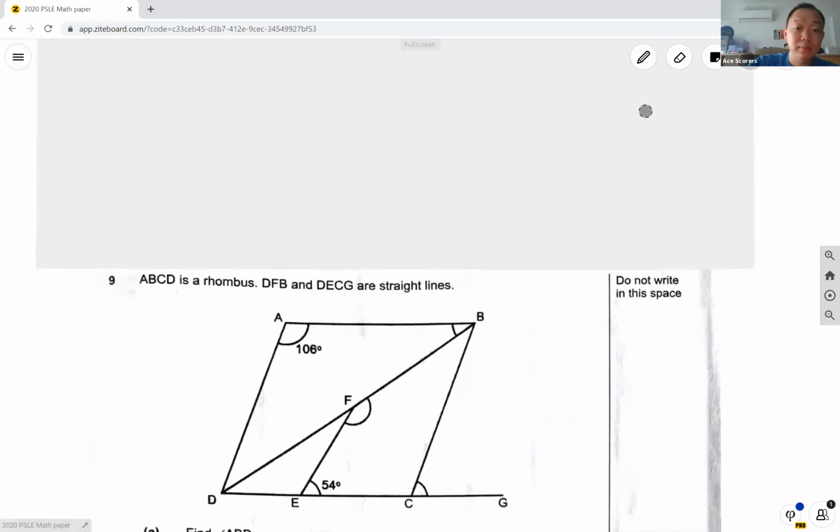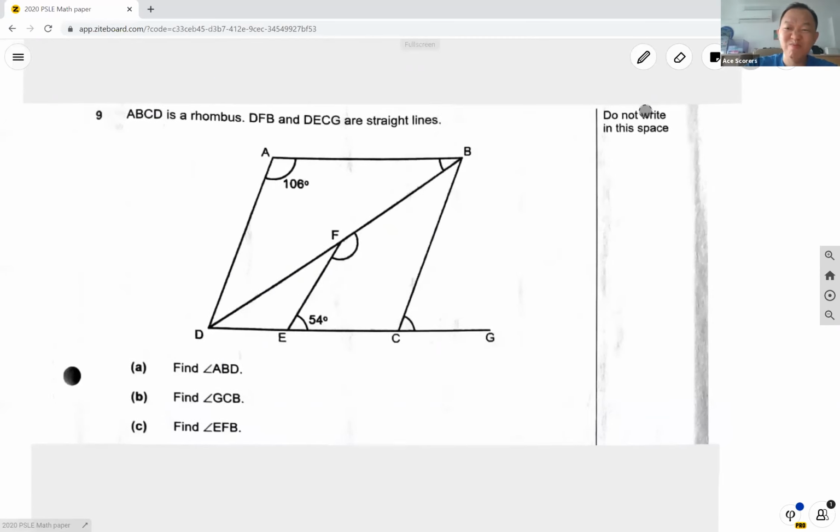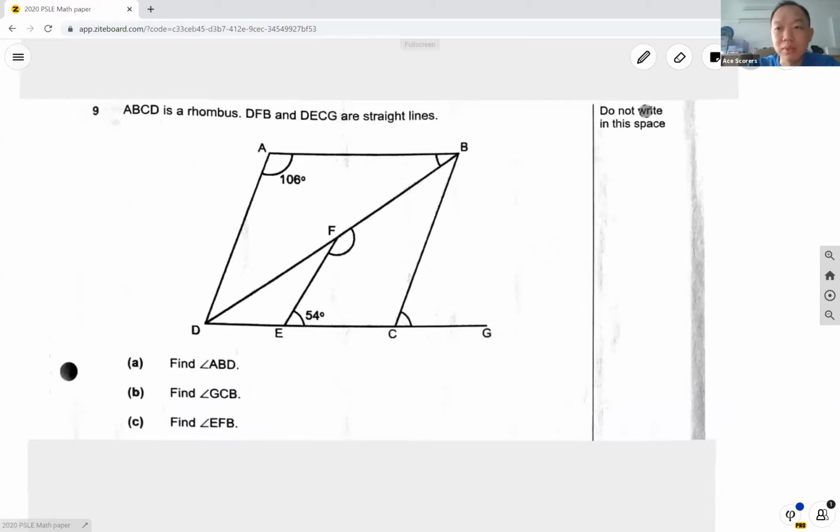Next. So far, so good, yeah? I mean, the questions, maybe the ones at the back will be tough. Okay, so ABCD is a rhombus. Find ABD. ABD. Rhombus. Okay, so what's so special about a rhombus?